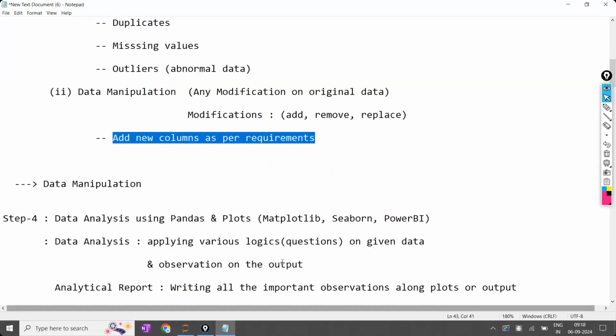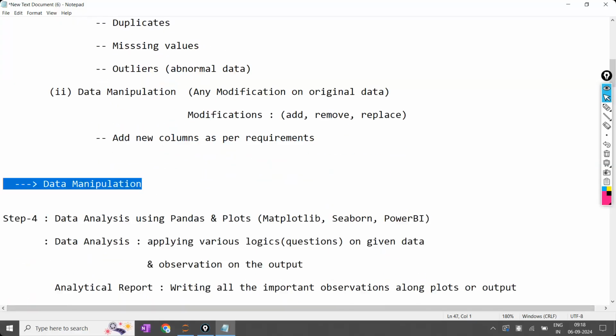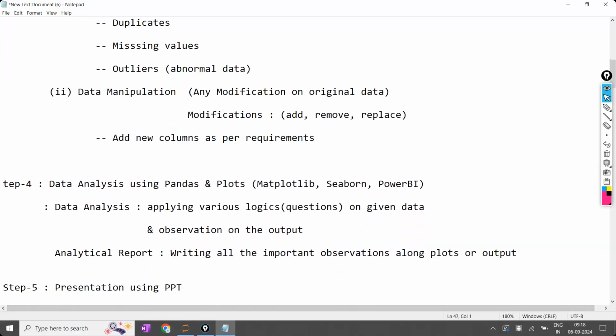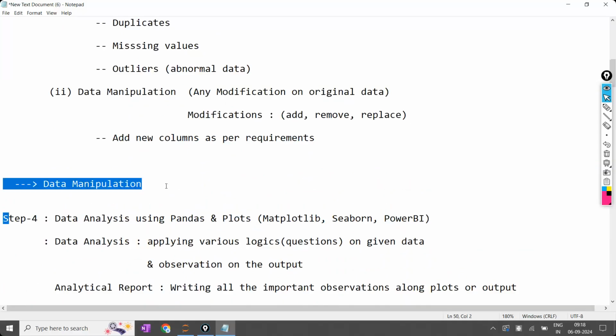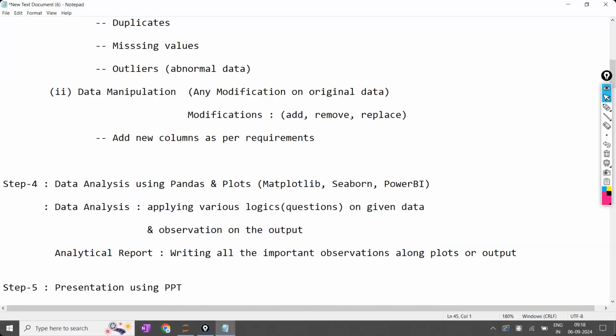All of these come under data manipulation. And once the data manipulation is done, step 4 comes under data analysis. This is the important part of a data analyst's job. Here we are going to do the analysis and make the various plots. Now, what is meant by analysis? The meaning of data analysis.